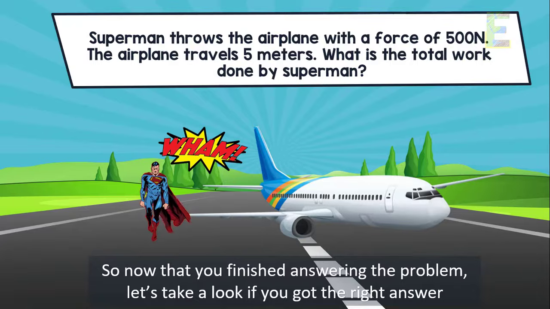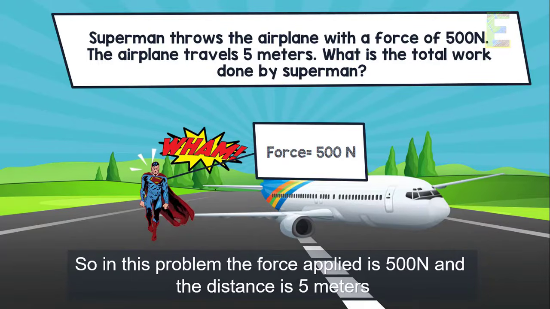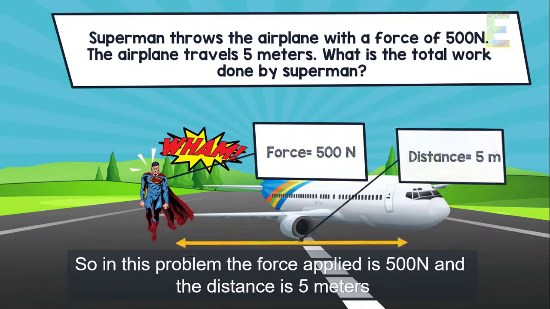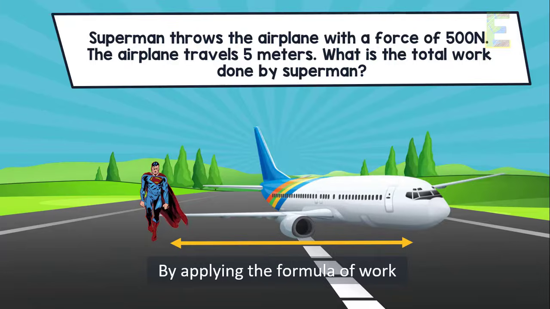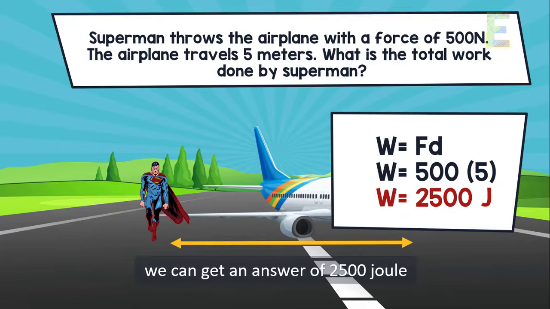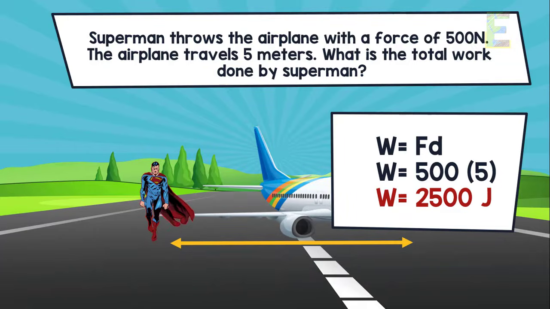So now that you finished answering the problem, let's take a look if you got the right answer. So in this problem, the force applied is 500 newtons and the distance is 5 meters. By applying the formula of work, we can get an answer of 2500 joules. Did you get it right? Comment down below. And that's it.